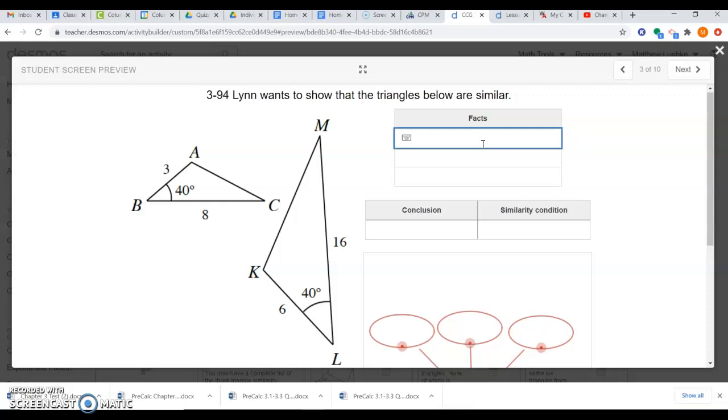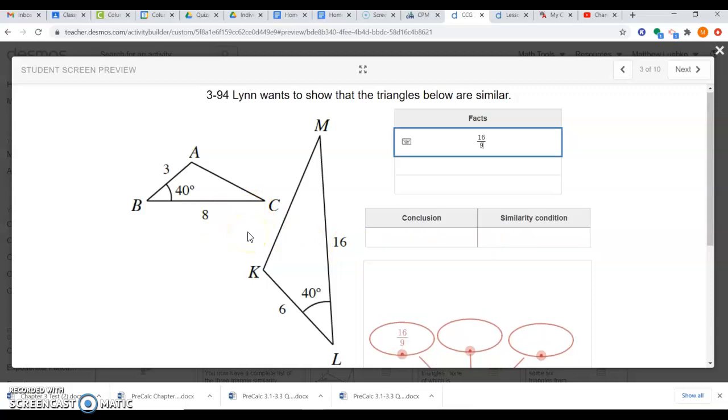When I want to show that sides are proportional, what I want to do is show that they have a common zoom factor. And so what I'm going to do here is I'm going to take corresponding sides and I'm going to divide them. So 16 and 8. 16 divided by 8 gives me an answer of 2.